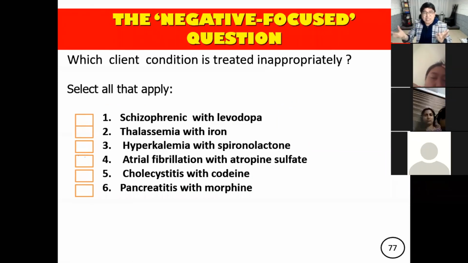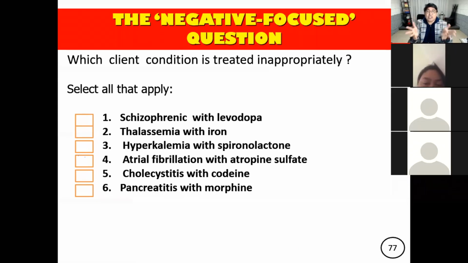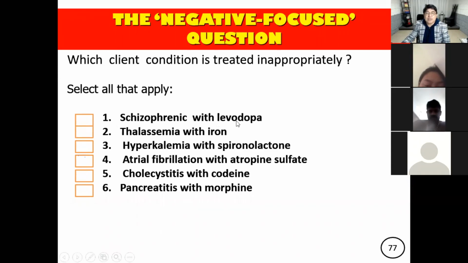Sometimes we are too busy focusing on the drug of choice, the first line of treatment, the best treatment option, the gold standard of treatment or therapy. But sometimes we forget to study which treatment could be inappropriate. And sometimes questions on the NCLEX would actually focus on these things. You will be taken by surprise when you see one. Okay, look. Schizophrenic patient, okay, with levodopa. The question is asking which condition is treated inappropriately.